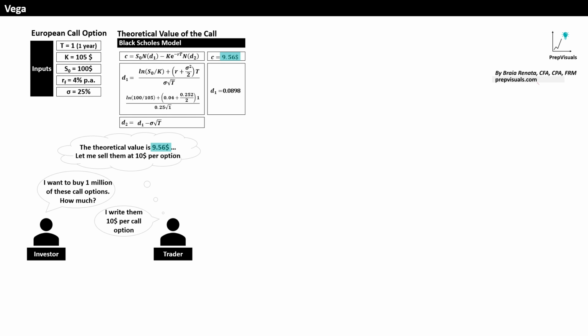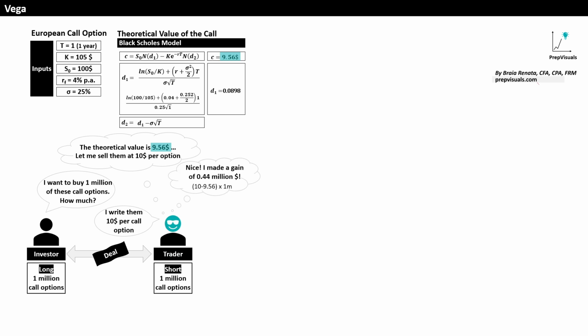And this is how the two strike a deal where the investor is long 1 million call options, while the trader is short 1 million call options. And the trader is very pleased because he just made a gain of 0.44 million by selling the options above the theoretical value. So up to here, it's basically the same story we saw earlier.